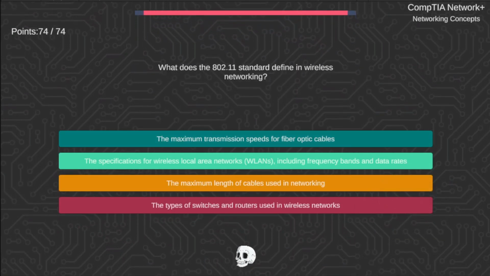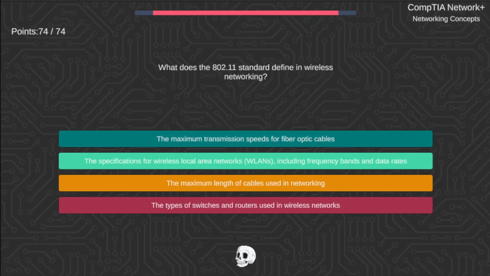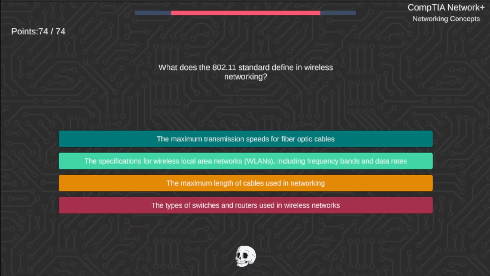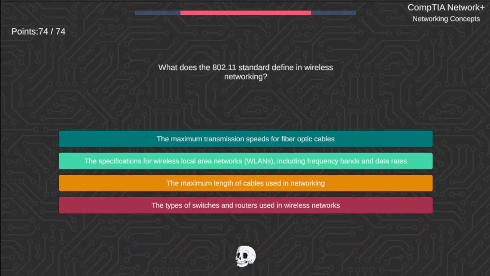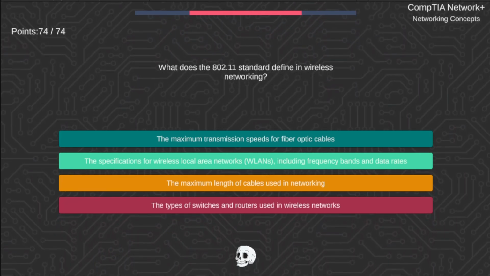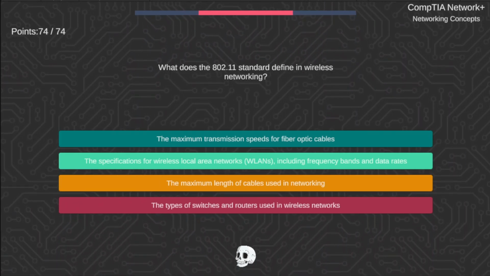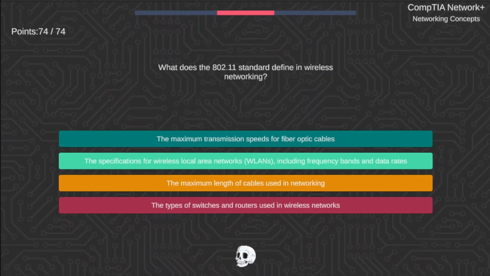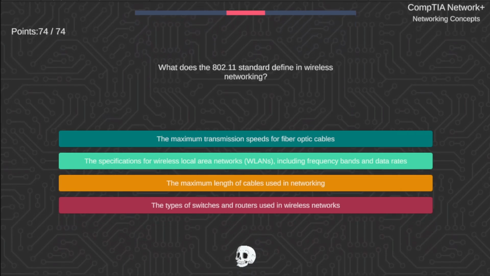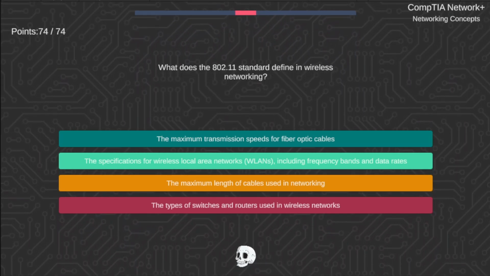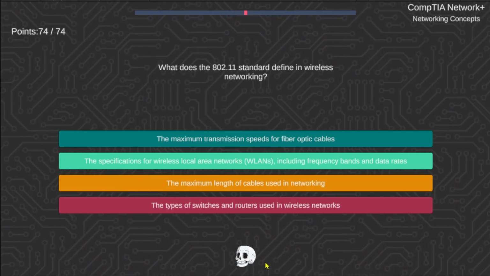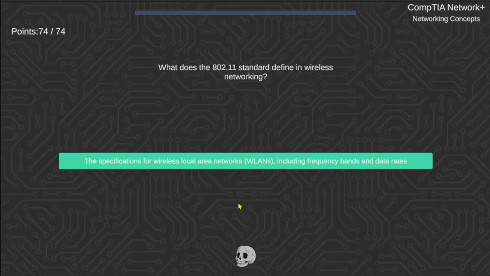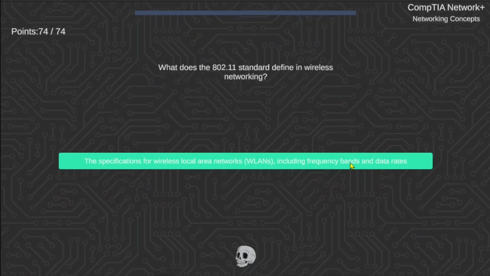What does the 802.11 standard define in wireless networking? The maximum transmission speeds for fiber optic cables, the specifications for wireless local area networks or WLANs, including frequency bands and data rates, the maximum length of cables used in networking, or the type of switches and routers used in wireless networks. 802.11 standard, what does it define? Correct answer is the specifications for wireless local area networks, including frequency bands and data rates.